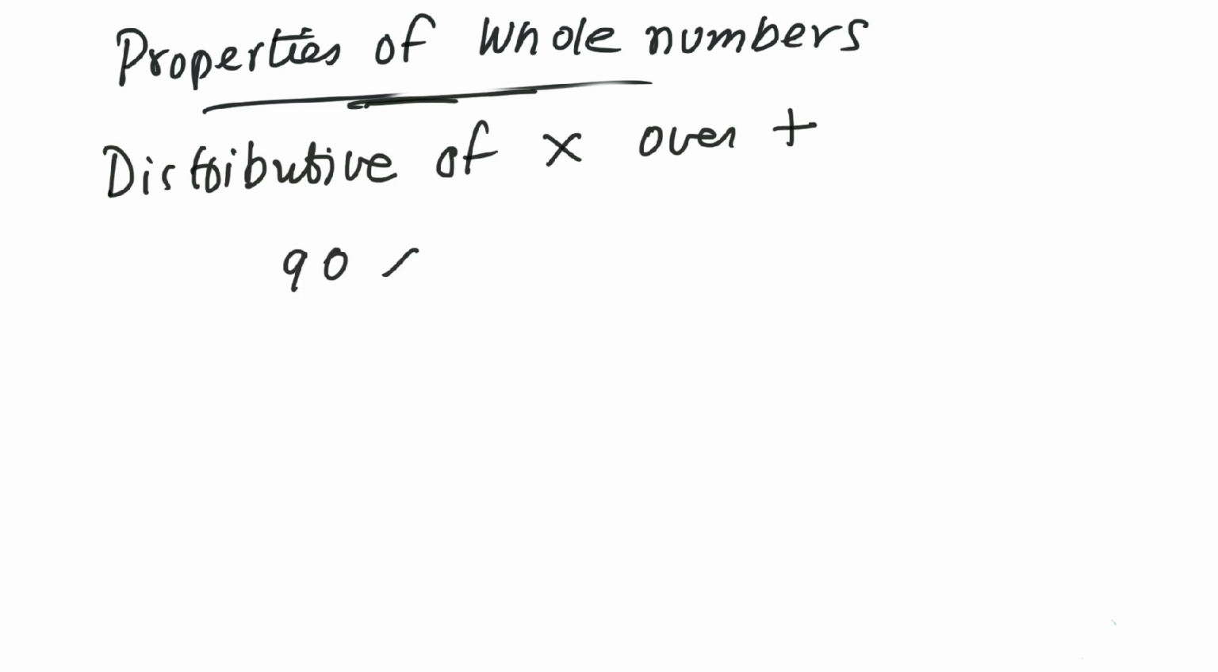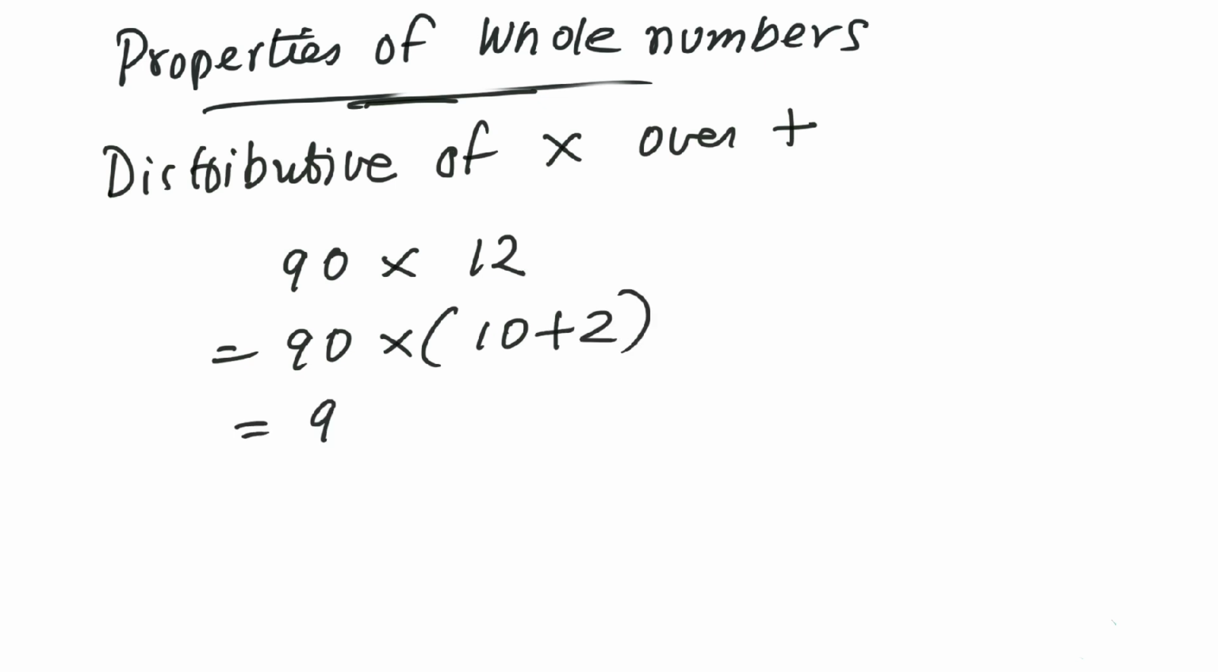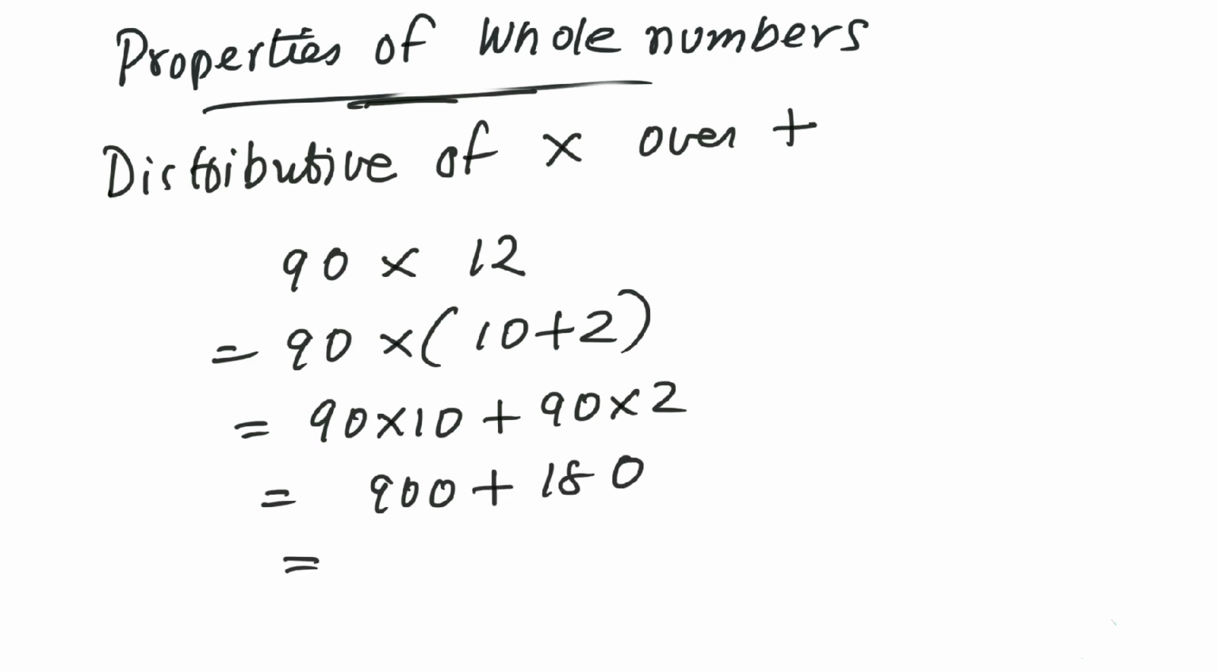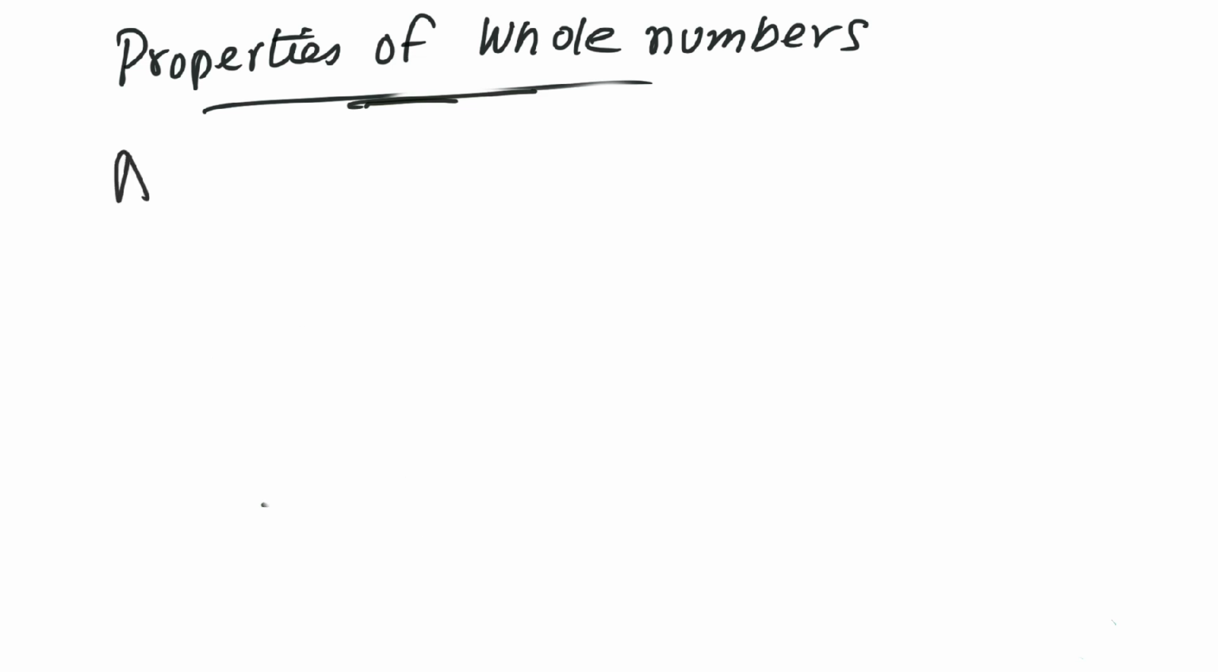So what is the distributive property of multiplication over addition? For example, 90 times 12 can be rewritten as 90 times (10 plus 2). So that is something like a times (b plus c), that is ab plus ac. So that is 90 times 10 plus 90 times 2. Of course, that is 900 plus 180, and that would be 1080. So we can see that it's multiplication over addition.